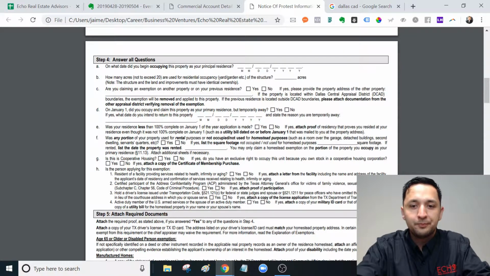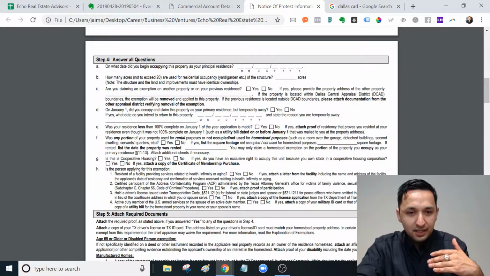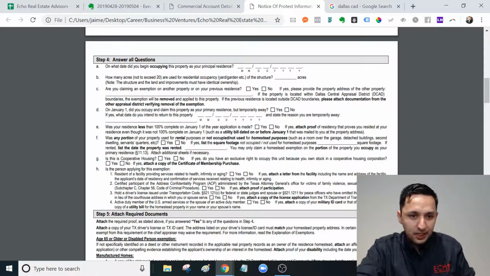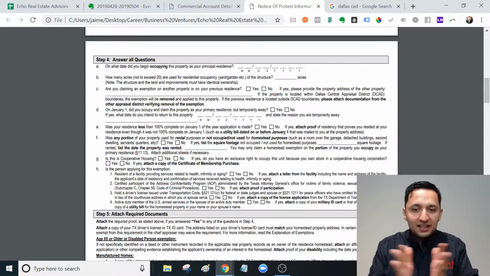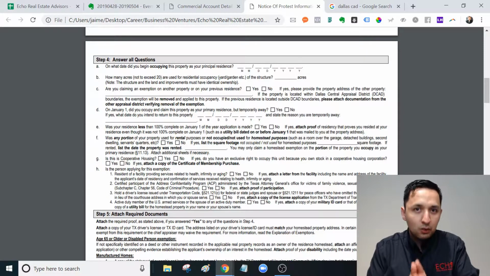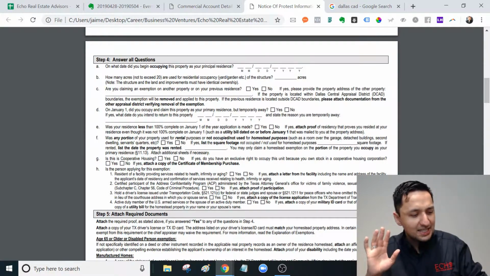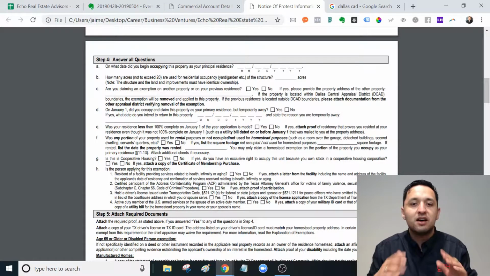Is the person applying for this exemption a resident of a facility providing services related to health or affirmative aging? Okay, so the next questions, they're going to ask you four questions, as you can see here. What they're getting at is, if you say yes to any one of these, then you're most likely waived or have a waiver to your driver's license address not matching your property address. That's what they're getting at with these questions, although they specifically don't call that out.